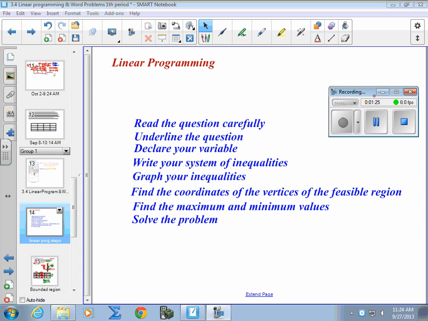Now today, we don't have a word problem, but we're going to start by graphing inequalities. We will find the vertices of feasible regions. We will take those vertices in the function to find the maximum and minimum values of the function.